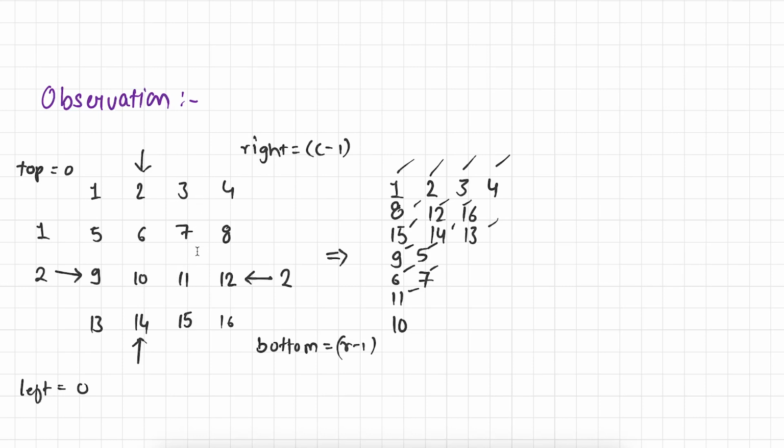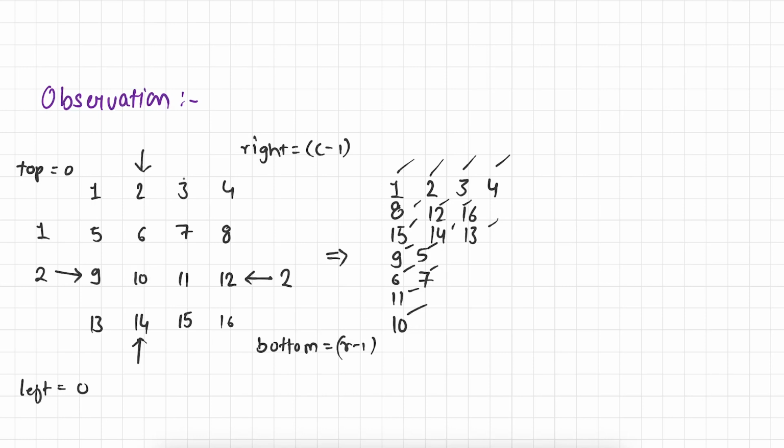Now it's time to print the bottom row, and we print the bottom row from right to left, in reverse order. This time right is pointing to this place and left is also pointing to this place. This means we only have to print element 10, and bottom and top are also at position 2. So all these pointers are targeting only one element this time, and that is 10. So 10 gets printed on the screen.